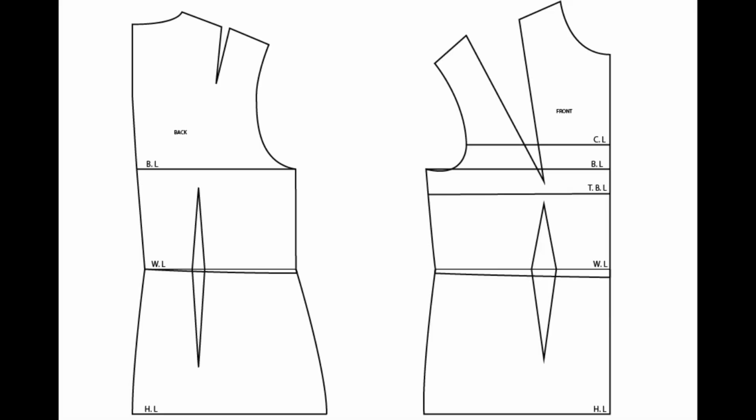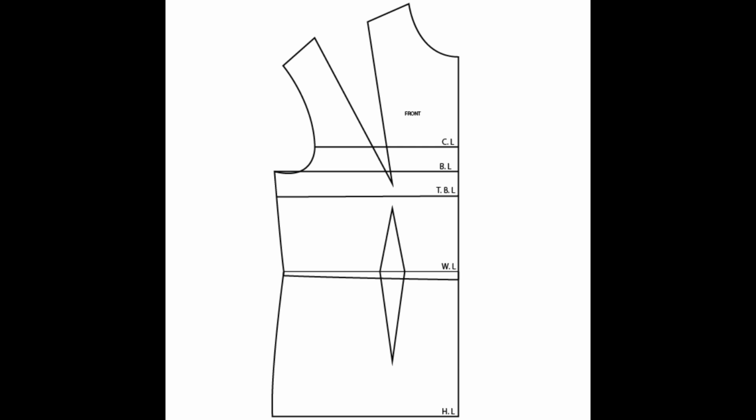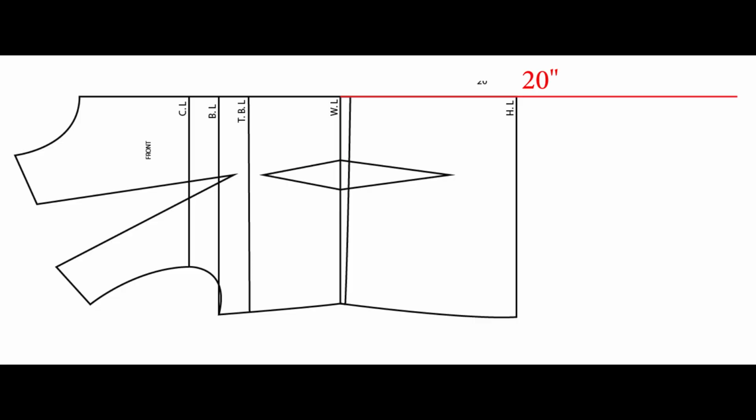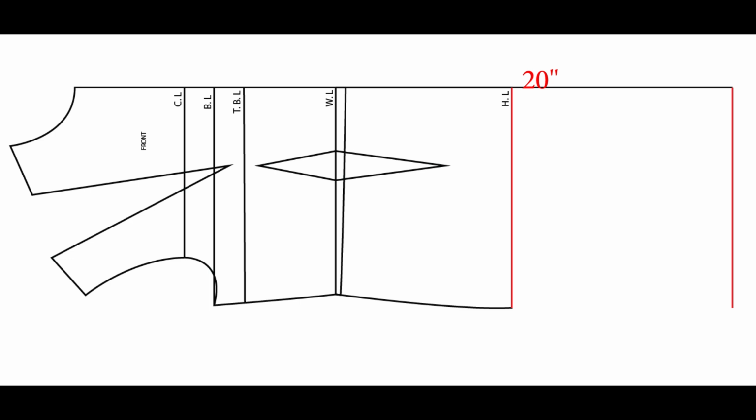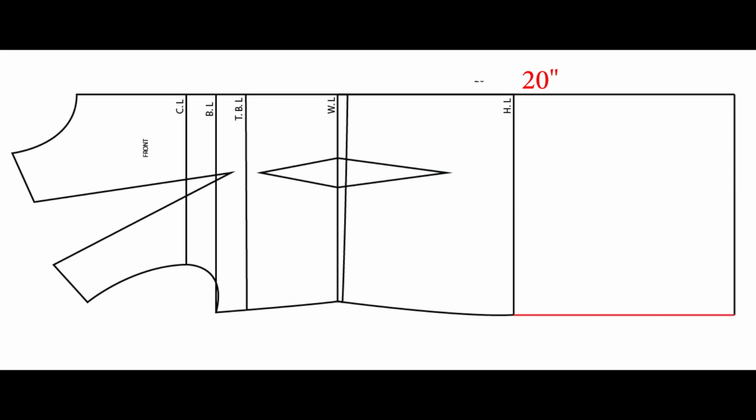We are going to start off with our torso block pattern, the front and the back. We start by working on the front torso bodice pattern. We turn our torso block into a dress pattern. From the waist we measure down 20 inches and then we draw a straight line. And at the end of the dress we draw a straight line that is the same length as the hip line. And we finish off the dress on the side with another straight line.